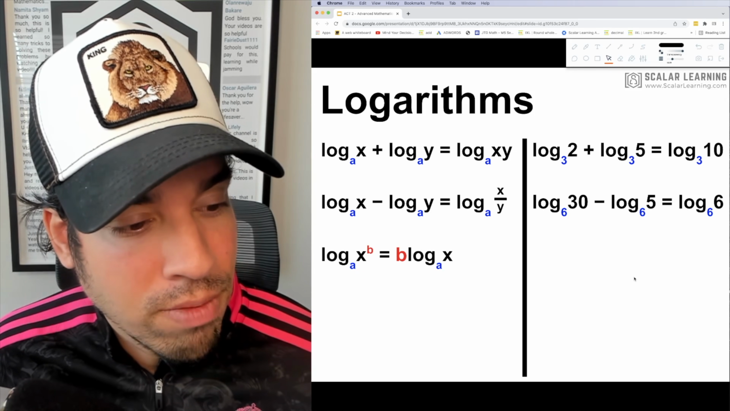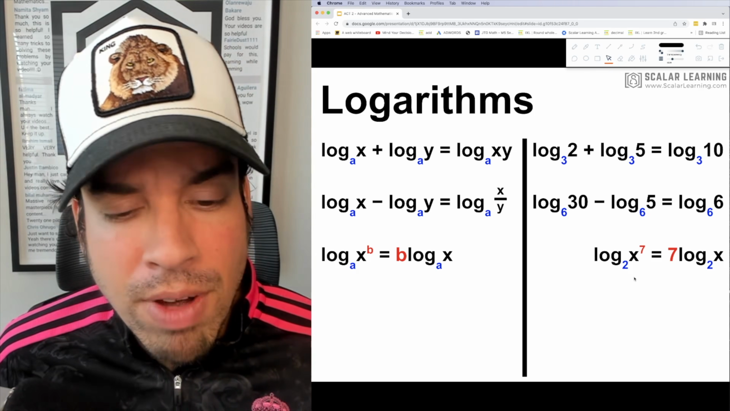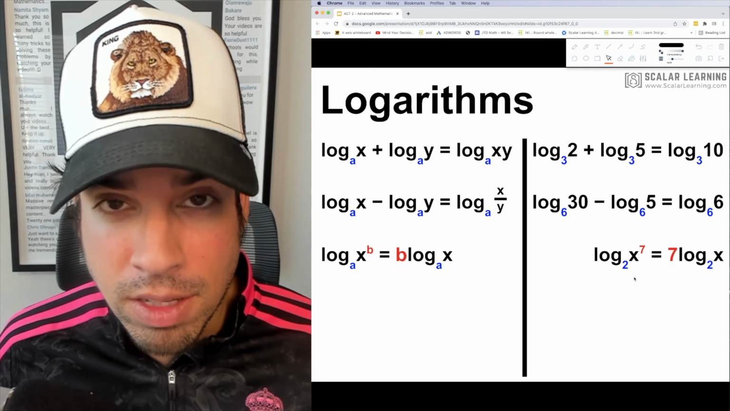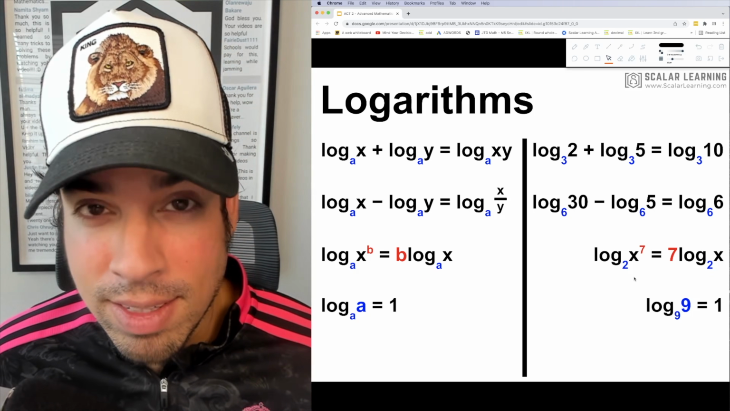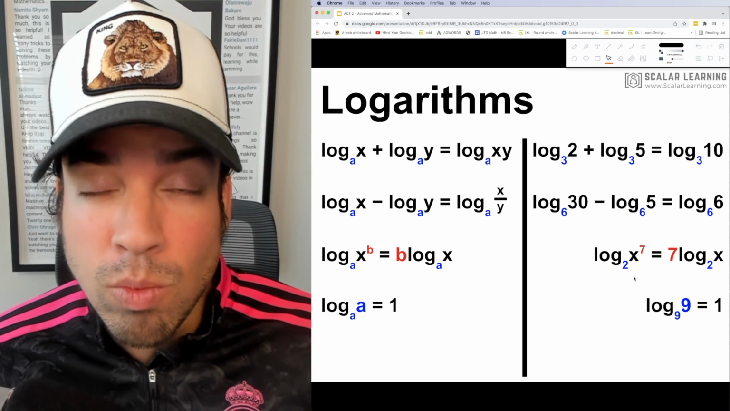Log base a of x to the b. Remember, we can drop that b down. So check this out. If I have log base 2 of x to the 7th, it's the same as dropping that 7 to the front. Likewise, in this simple rule, log base 9 of 9 is again going to equal 1, right? Any base, like we said up top, log base 6 of 6, 1 as well.